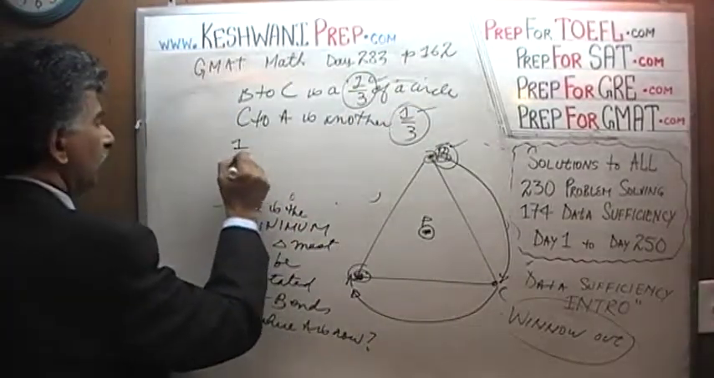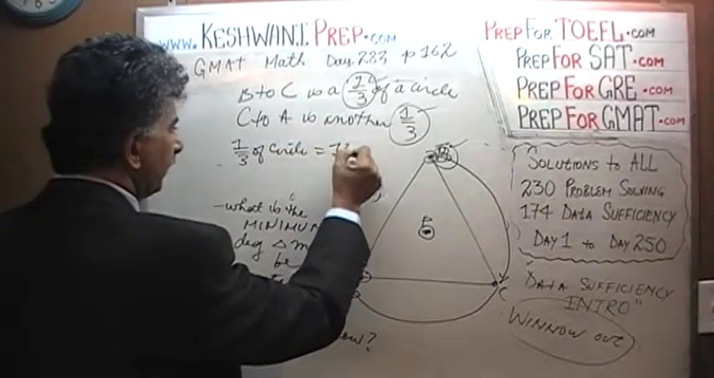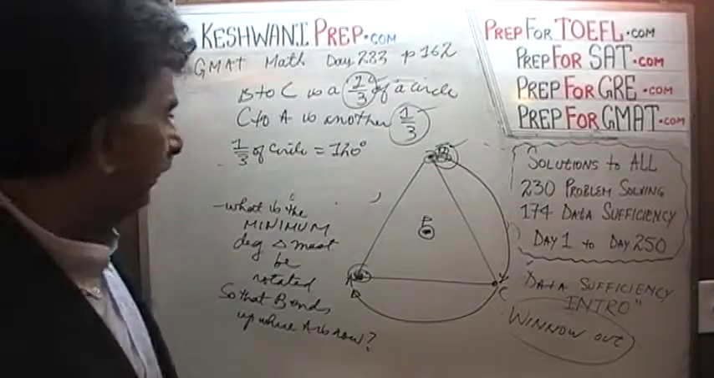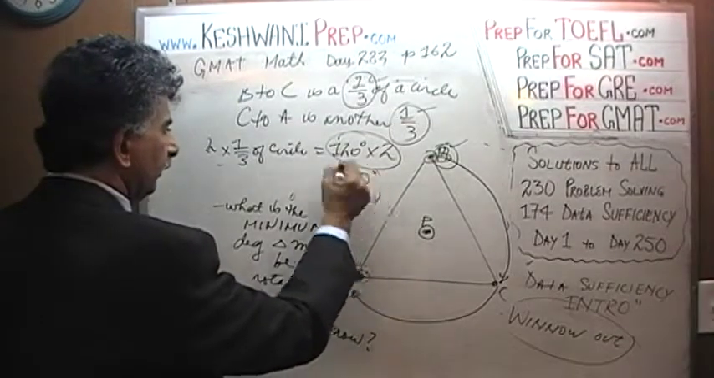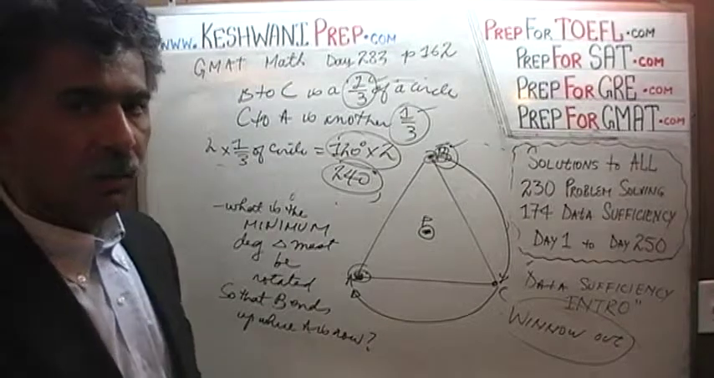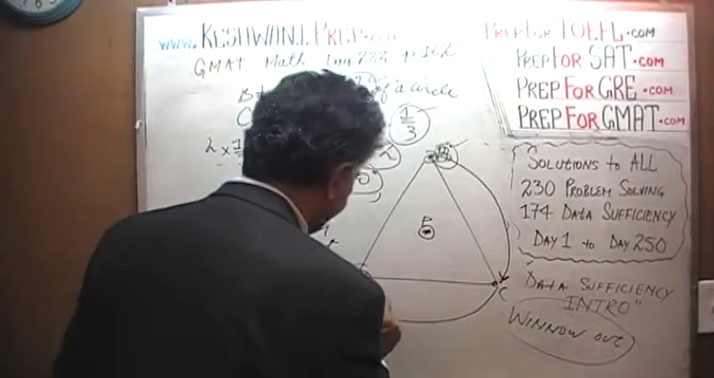A third of a circle is 120 degrees, we know, because the whole circle is 360 and a third of 360 is 120. A third of a circle is 120, therefore 2/3 is going to be 2 times as much. The answer is we're going to have to rotate it 240 degrees clockwise. We are rotating it clockwise.